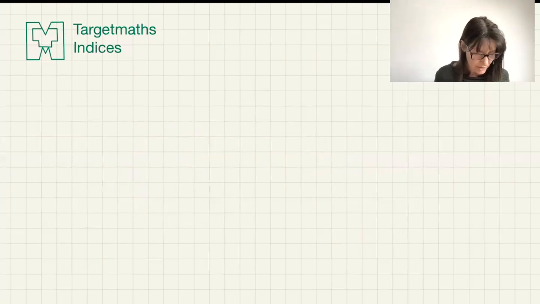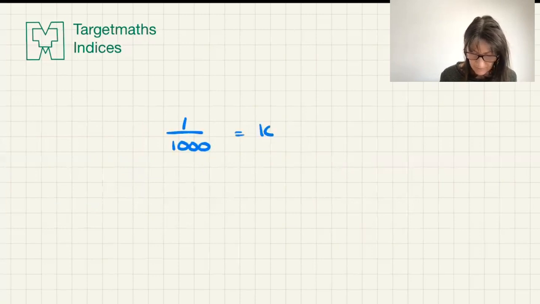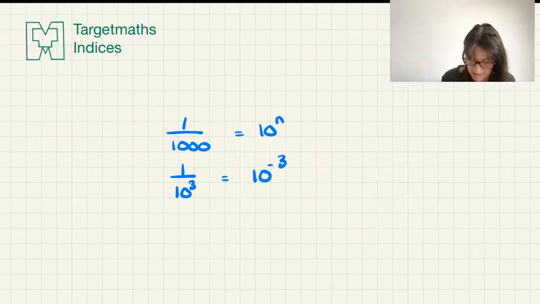So let's do another one. Let's do that one. What would n equal for that one? Okay, so you should hopefully have worked out that 10 to the power of 3 is 1,000. So it's 10 to the -3 as a negative power.